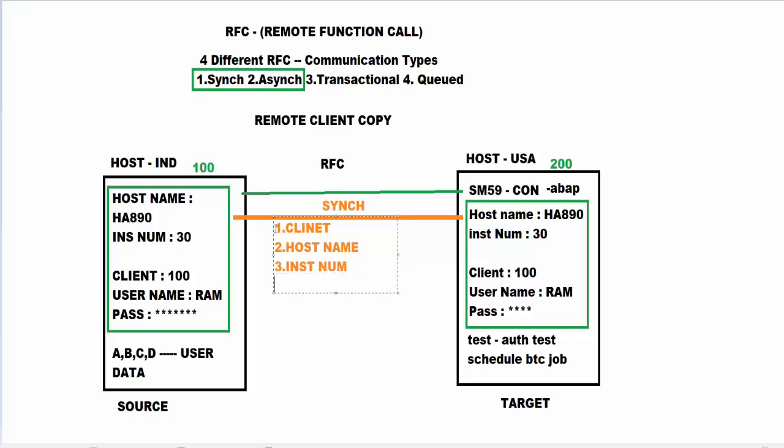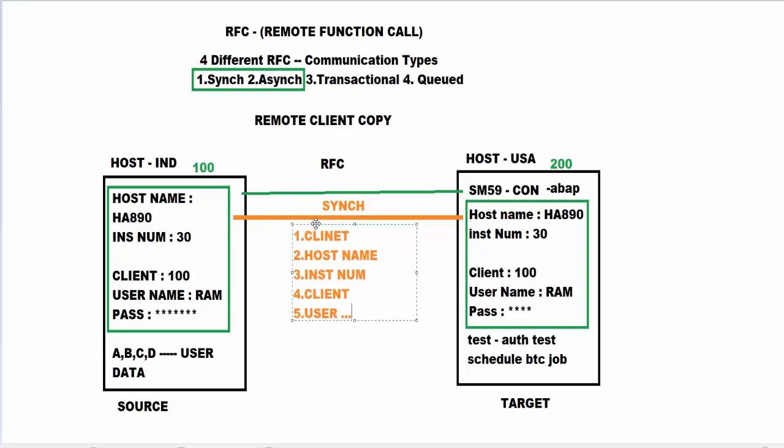Then next it will check which client it is copying, and which user is called, which username is maintained in the target system. So these many things the source system verifies one by one.